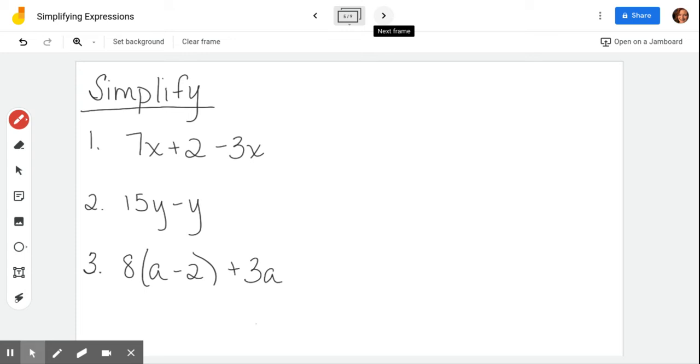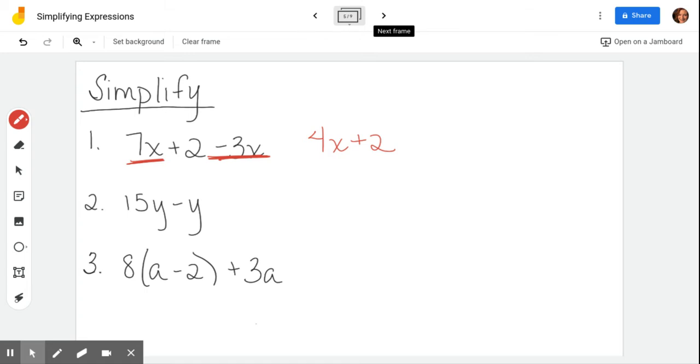Okay, so on number 1, I have 7x and minus 3x. 7 minus 3 leaves me with 4x's. I have nothing to put with that plus 2, so I'm just going to stick it on the end. Do not combine those and call it 6x. It's not 4x and 2 more x. It's 4x's and then whatever 2 is.